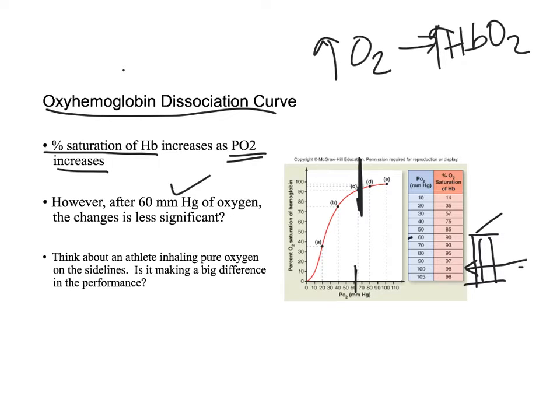It doesn't matter if you're inhaling pure oxygen, you can only saturate it so much. So think about the athlete inhaling pure oxygen on the sidelines. The pressure would be like 100. If they are at regular sea level, they're already going to be super saturated. So this 100% oxygen isn't really making that big of a difference. At the lower levels, it's going to affect it.